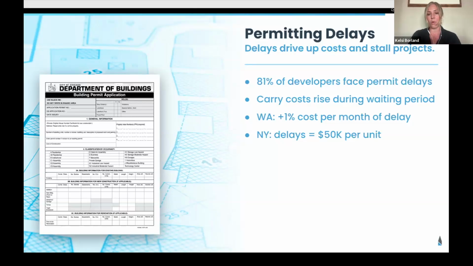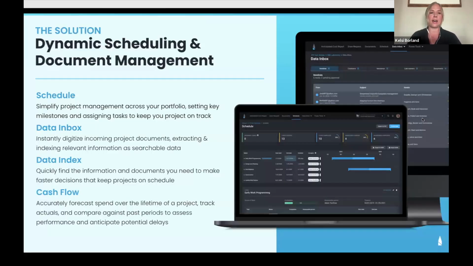New York did a report for residential projects, and delays can increase the cost of a unit up to $50,000 per unit. So there are real cost consequences to letting a project sit in the permitting process for too long. And luckily, we have dynamic scheduling and document management tools that can really help developers anticipate some of those scheduling challenges and actually find solutions around them. I'm going to hand it over to Haley so she can show another demo about how to use these tools as well.